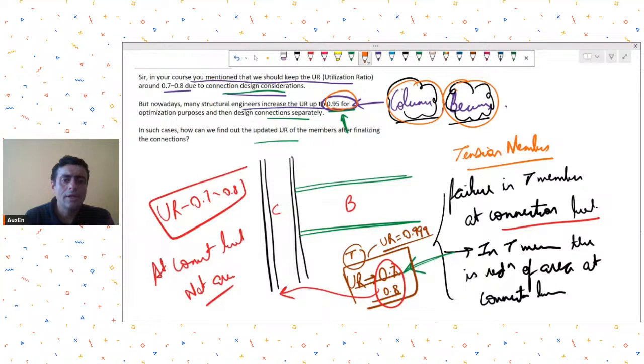But the point I'm trying to make is that structural engineers are taking it up to 0.95 because they know that it is for such members where the connection assembly is not going to affect the member at connection level. So that is the reason they take up this decision. Okay. So this is the answer.